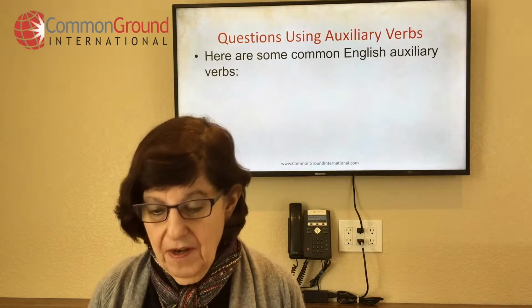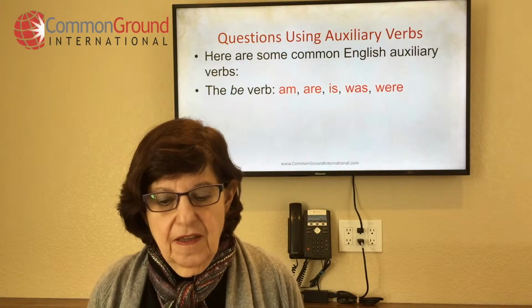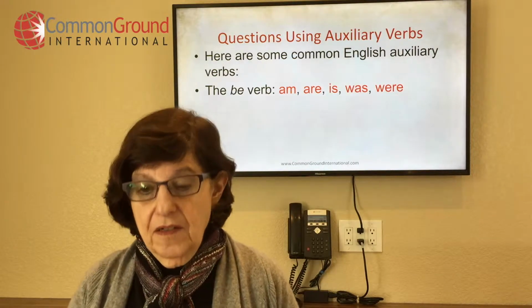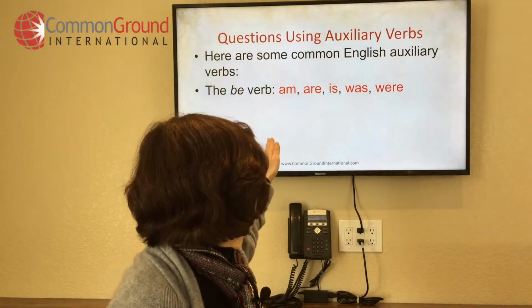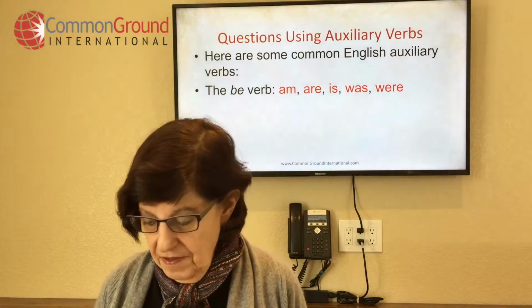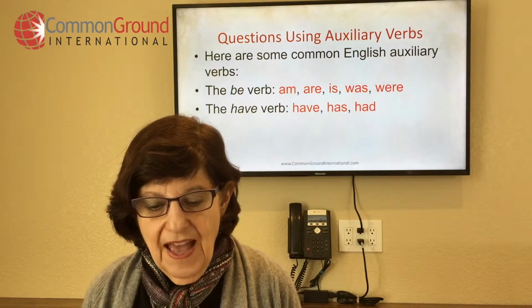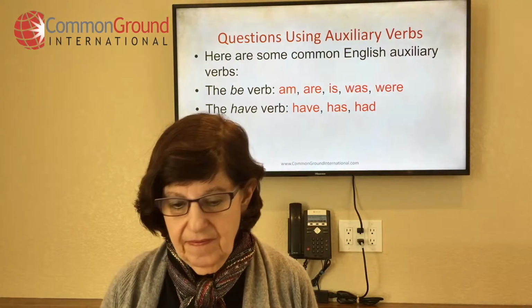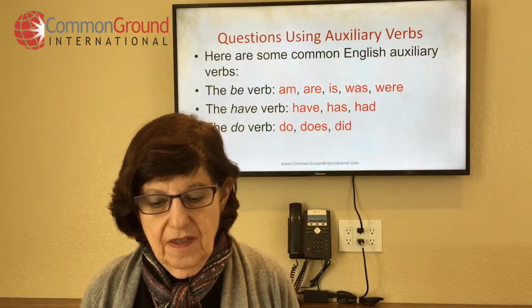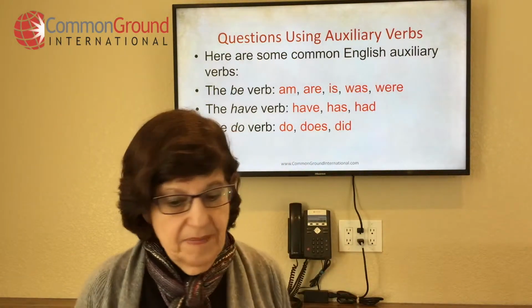Let's look at some common auxiliary verbs. The be verb can be just the main verb, or it can be an auxiliary. In present, am, are, is. In past, was, were. Have, present and past: have, has, had. Do, in present, do or does; past, did.